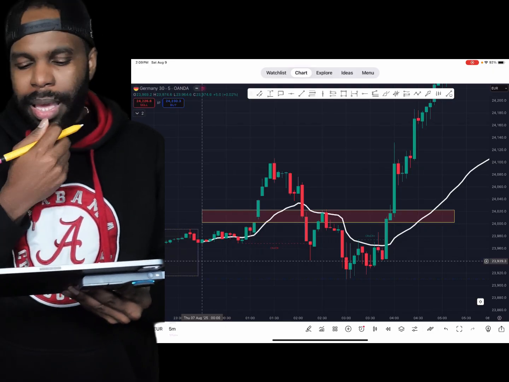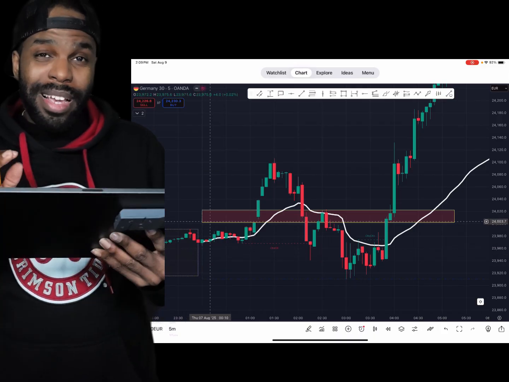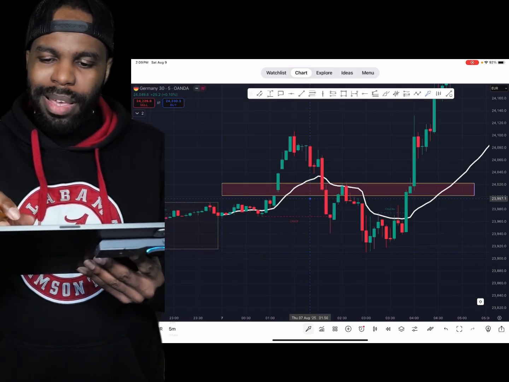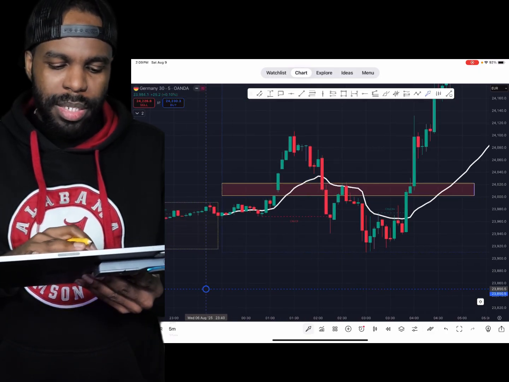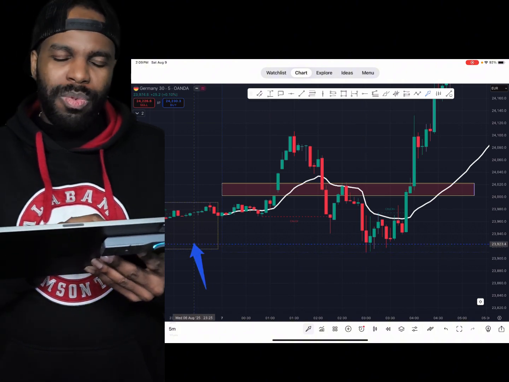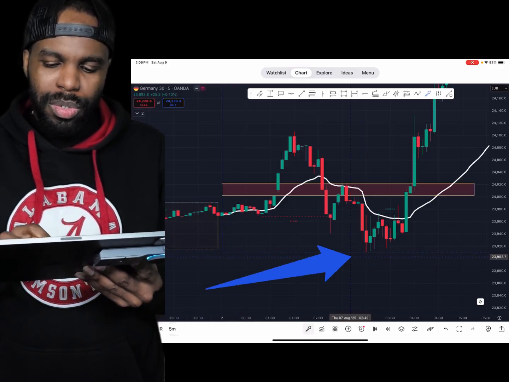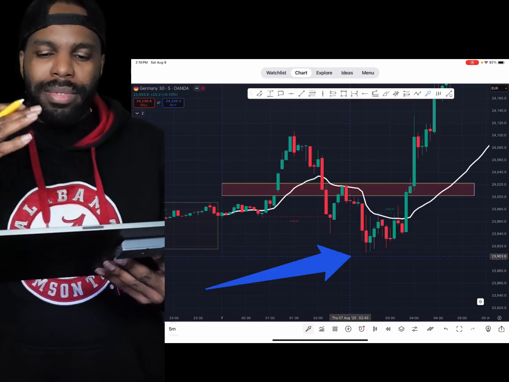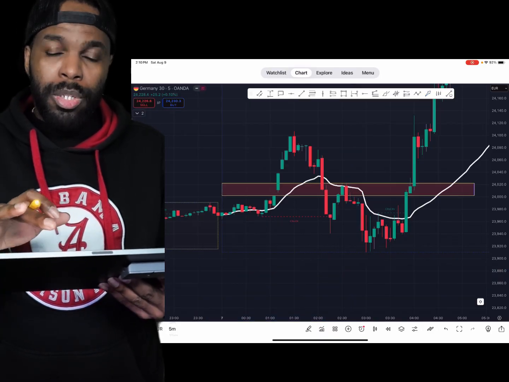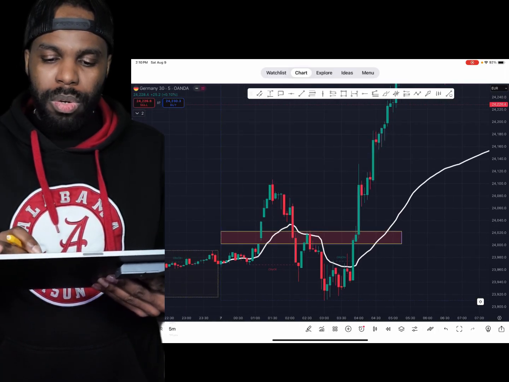Okay. And now, also what I want to do is look for a session sweep. Now, you might not see it, but there is a session sweep. And what I mean by a session sweep is that price came below the previous session, which was the Asian session. Price swept below the Asian session. Once I see that, then this is an A+ setup for me, and you can do the same thing to take these type of trades as well.